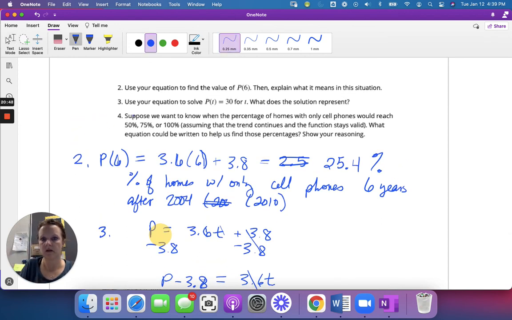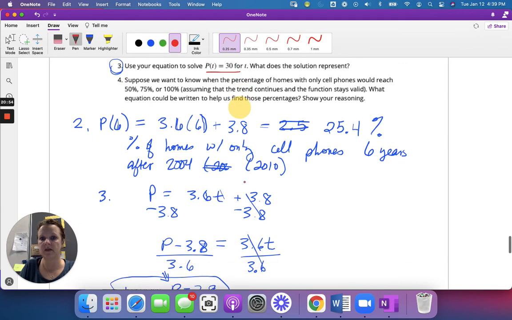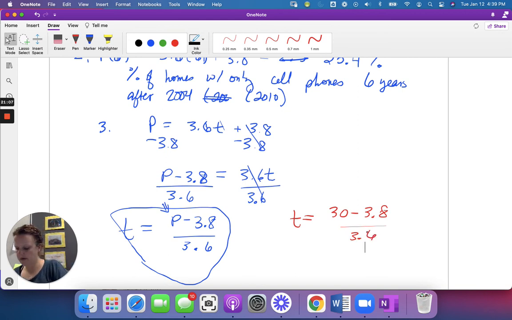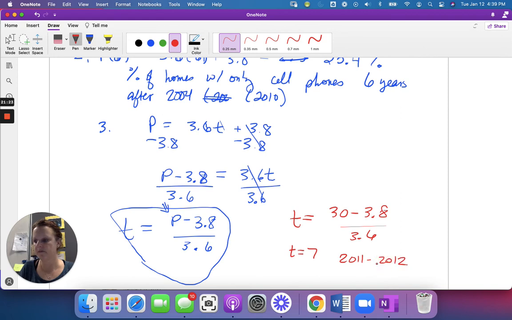Sorry. I didn't actually finish this. It says when P equals 30. So we need the time when the percentage equals 30. I apologize. So 30 minus 3.8 divided by 3.6, and that would be 7 years after 2004, which is somewhere between 2011 and 2012. 30% of the homes own cell phones, okay?